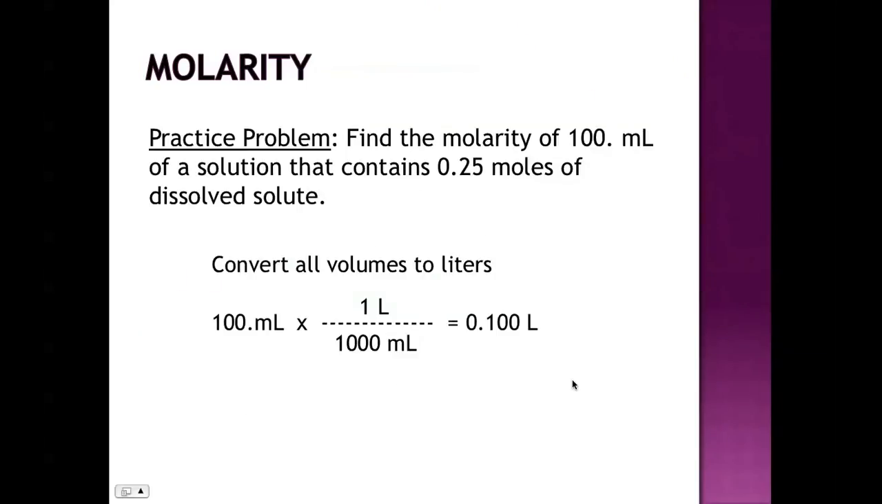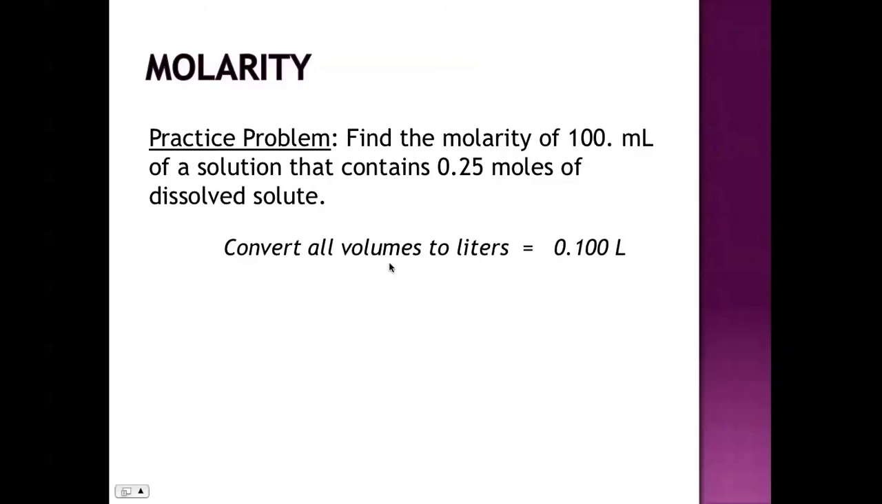All right, our first practice problem, we're going to be finding the molarity of 100 milliliters of a solution that contains 0.25 moles of a dissolved solute. We're going to convert all the volumes to liters because we have to have it in liters. So 1,000 milliliters is equal to 1 liter. You would set up like the railroad tracks for this. It just happens to be using multiplication signs specifically. So 100 milliliters times 1 liter divided by 1,000 milliliters gives us 0.1 liters.